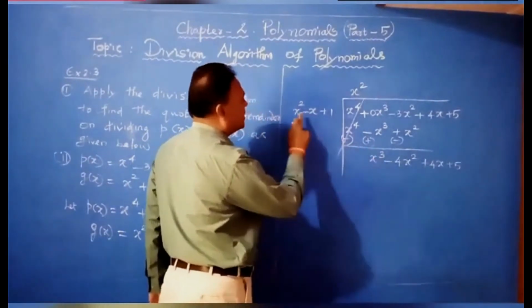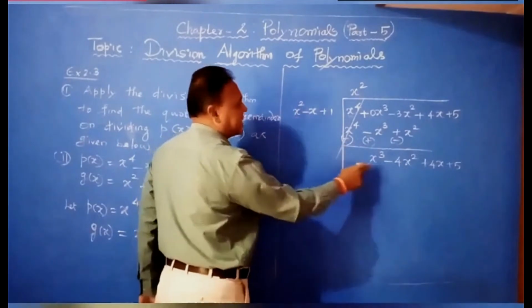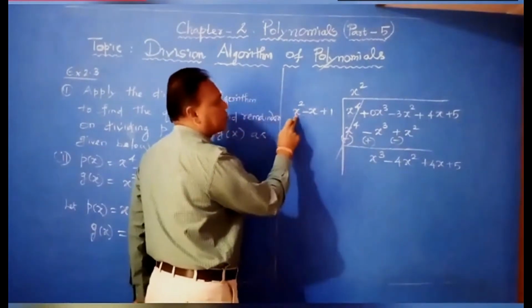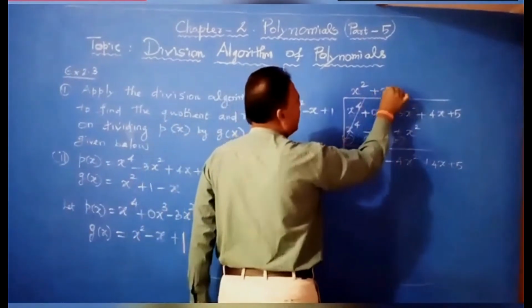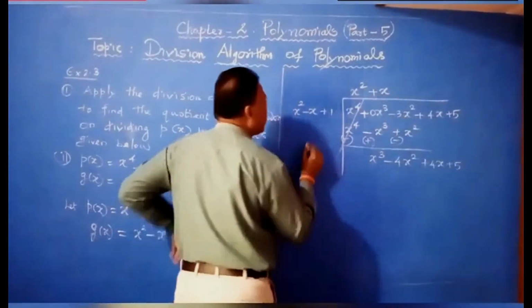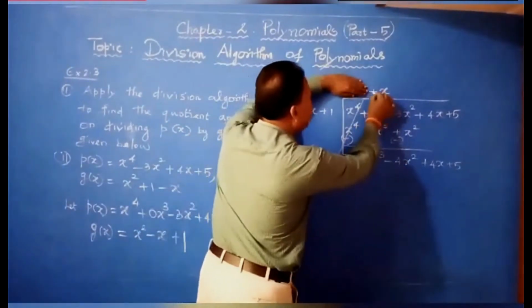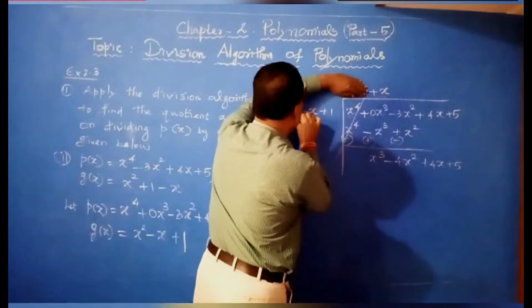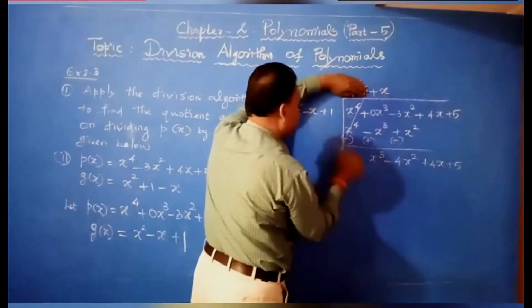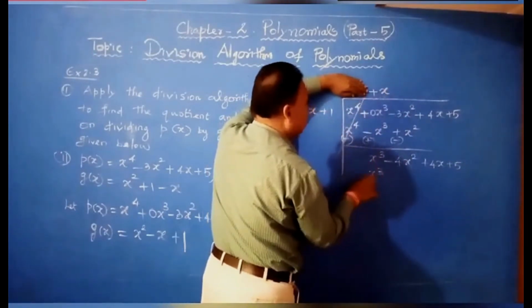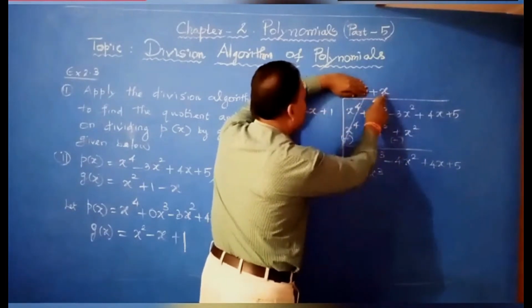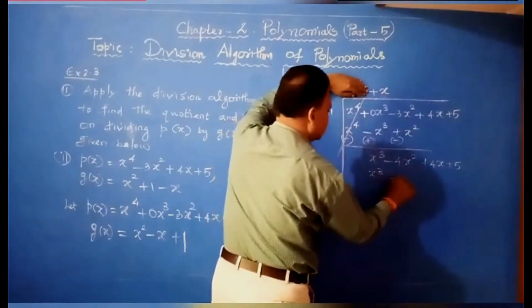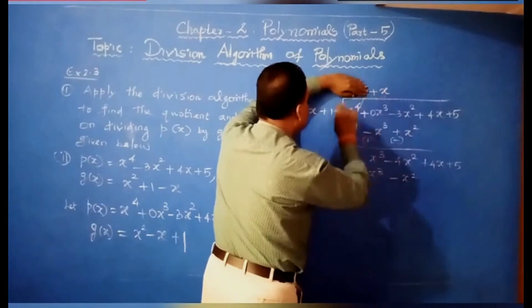Now again this first term and this term both divide. What you will get? x cube divided by x squared is plus x. Plus x. Now ignore this x squared. Take this plus x alone and multiply with this polynomial. So what you will get? x cube. Same thing you will get. Okay. So x cube, plus x into minus x is minus x squared. Then plus x.